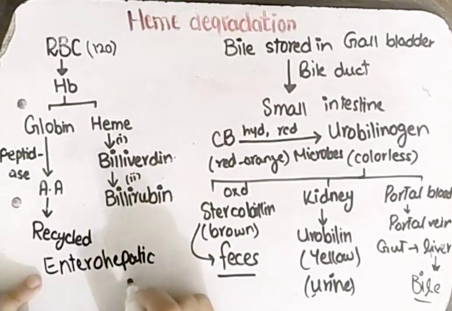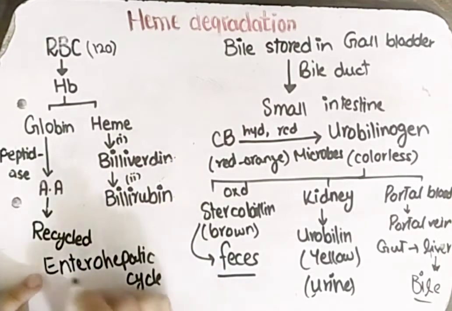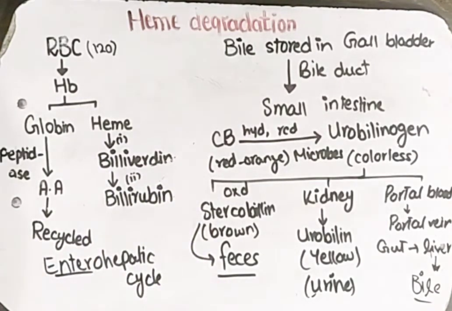You know what is meant by entero? The duodenal cell is termed as the entero. Okay, you know, in embryology you must have studied enteron, that is basically responsible for the development of the gut. So entero means duodenal cell, hepatic means liver, and cycle means that it is recycled. Okay, so this urobilinogen again goes back to the liver, then it is again secreted into the bile. It is again recycled.